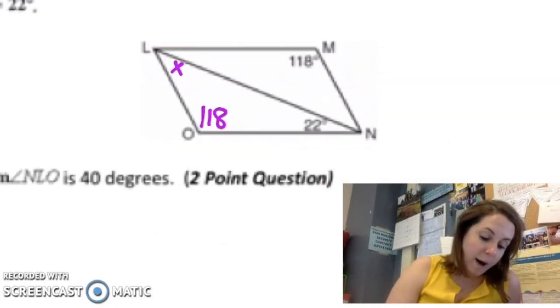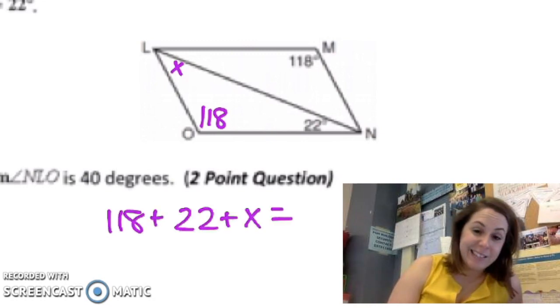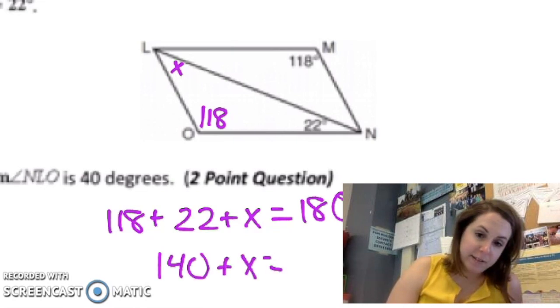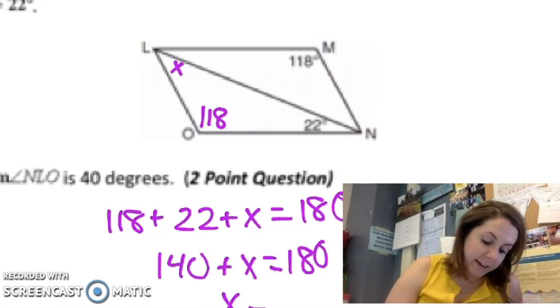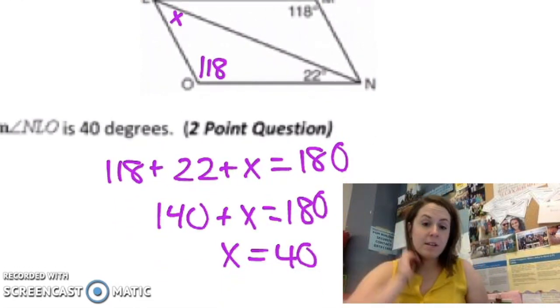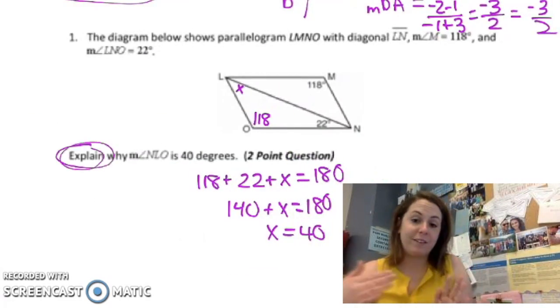So now I'm going to say, okay, well, 118 plus 22 plus X needs to equal 180. This is 140 plus X needs to equal 180. So X equals 40. So that is how I actually solve it. Now it says explain, and explain on the Regents means put it into words.